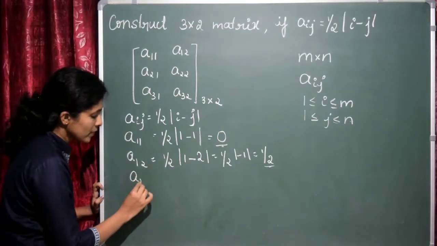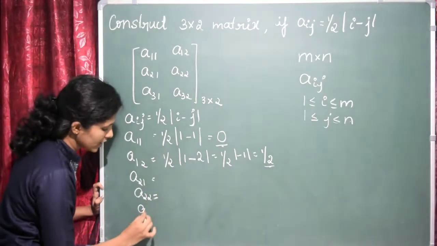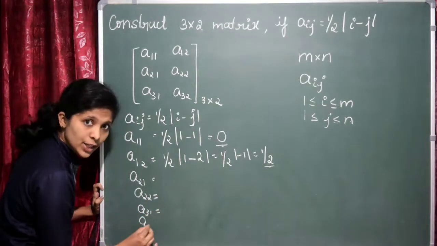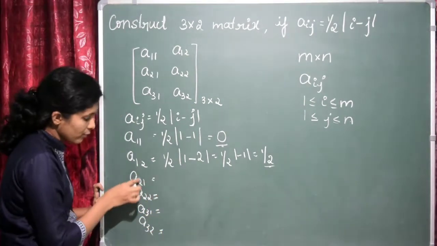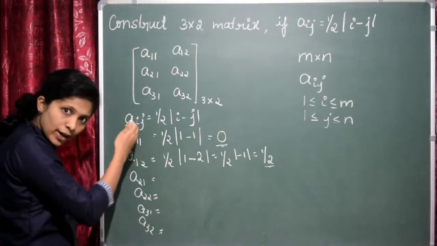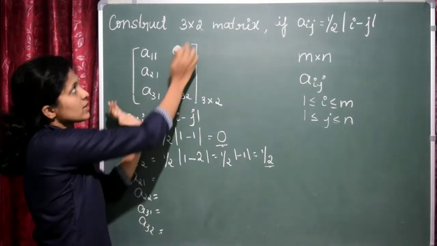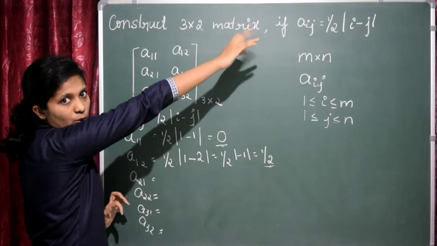Then you have to find A21, then A22, then A31 and A32. Complete this, okay? Here the value of i is 2 and j is 1. Here i is 2 and j is also 2. You have to find all the 6 values and then you have to substitute in this one. Okay, that is the 3 by 2 matrix with the value Aij equal to that one.